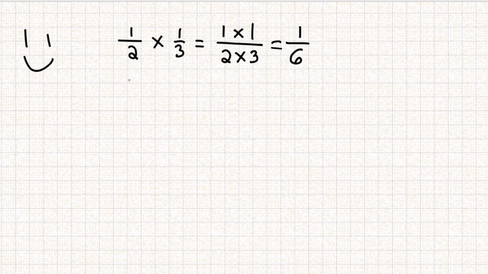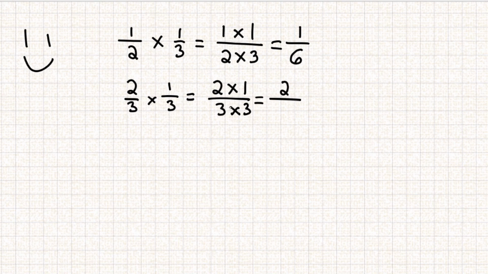So I'll do another simple example, which is going to be 2/3 times 1/3. So again, I'm going to write this as one large fraction, 2 times 1 divided by 3 times 3. I'm going to work out the operation. So 2 times 1 is 2 divided by 3 times 3, which is 9.